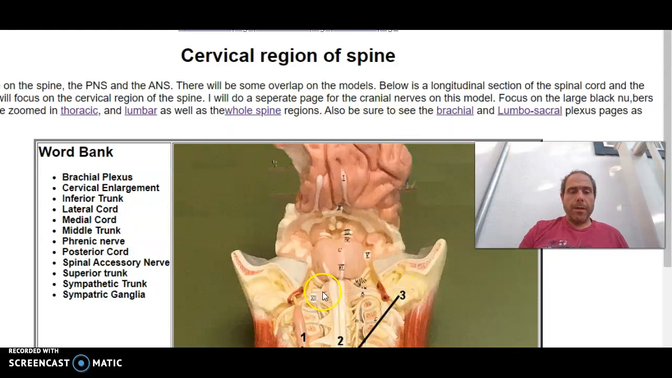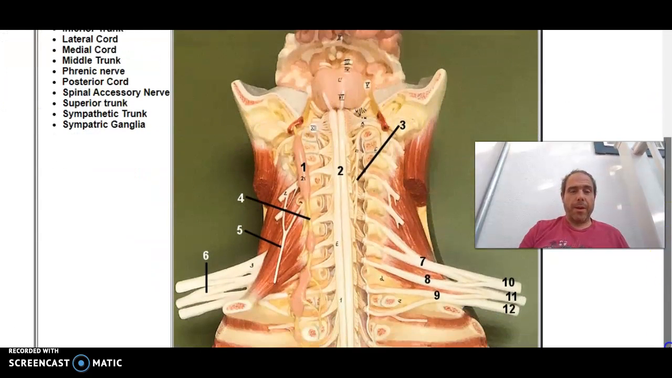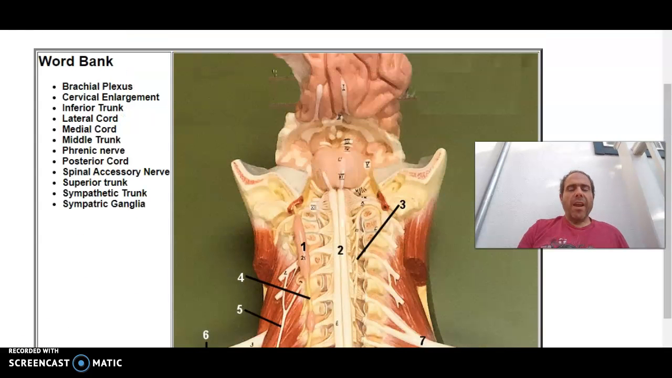You're then going to go to this webpage. I told you the brachial plexus is coming. So here's our brachial plexus. Identify the different trunks, chords. Then answer the questions on page 115.